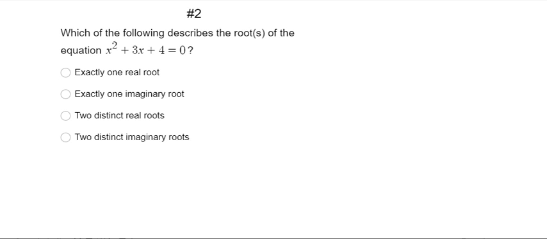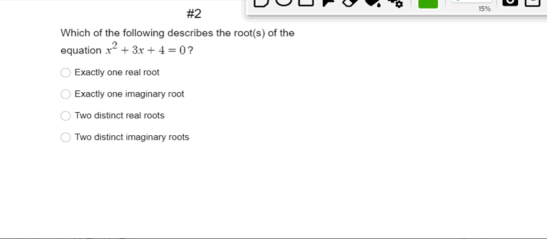All right, if we want to know what word describes our roots here, we're talking about using our discriminant. We could check to see if this can be factored, but let's go straight to our discriminant: b squared minus 4ac. We've got 3 squared minus 4, a is 1, c is 4. That gives us 9 minus 16 equals -7. A negative discriminant means we're going to have 2 distinct imaginary roots.